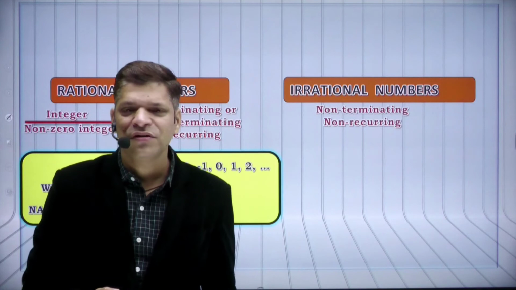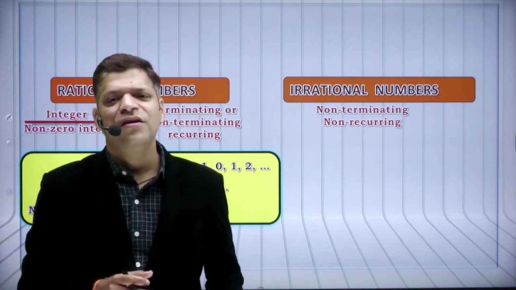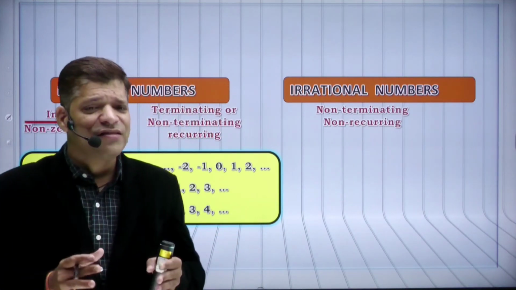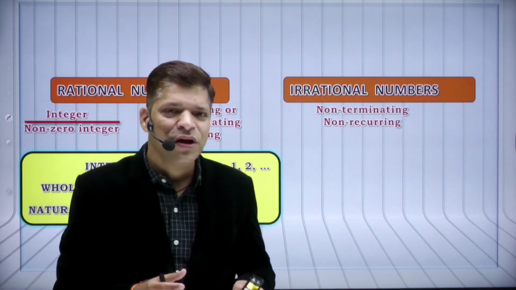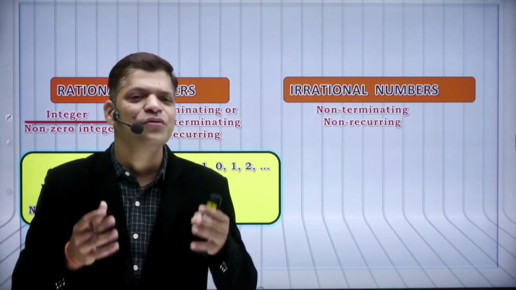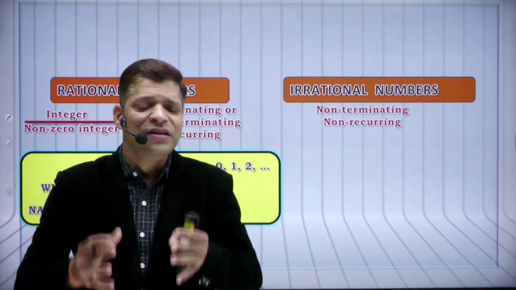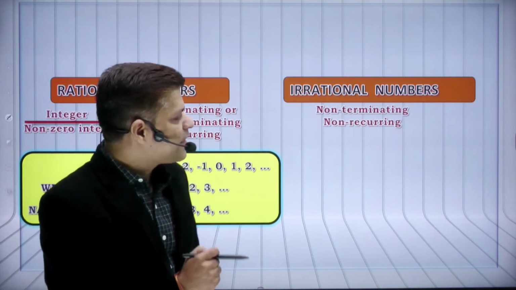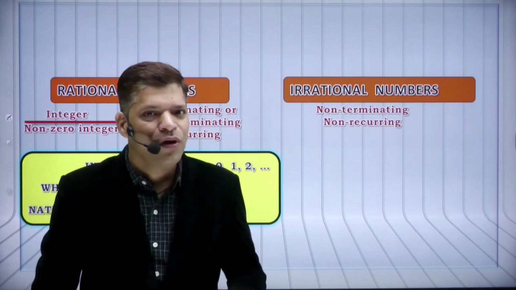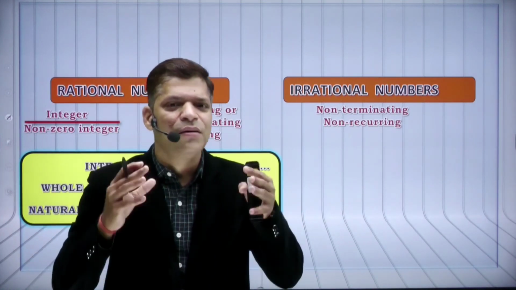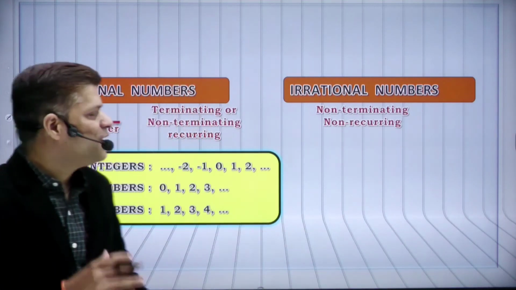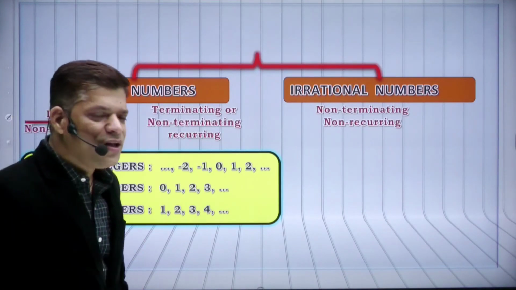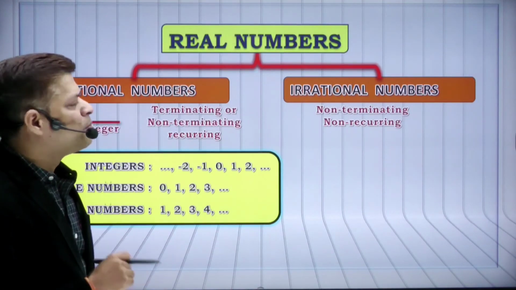About irrational numbers, we studied that if we find the decimal form of p by q and it is non-terminating and non-recurring, or if we find the square roots of some numbers and these are not perfect squares, then these types of numbers are called irrational numbers. Now when we combine rational numbers and irrational numbers, together they define real numbers.